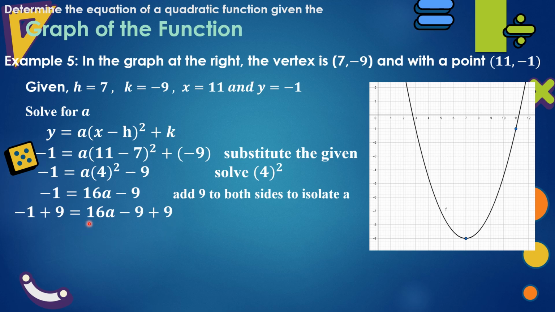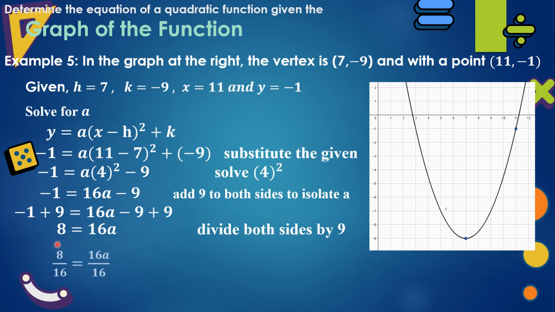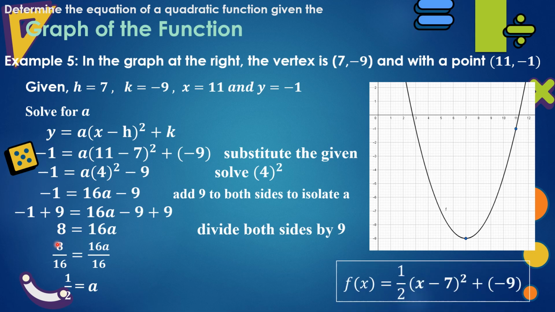To solve for a, isolate 16a by adding 9 to both sides. Negative 9 plus 9 is 0. And negative 1 plus 9 is 8. So 16a is equal to 8. Divide both sides by 16. So a is 1/2. Substitute a and the vertex. So the function is f of x is equal to 1/2 of the square of x minus 7 plus negative 9.